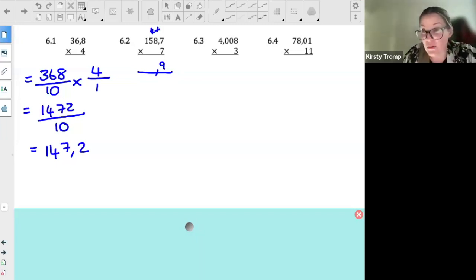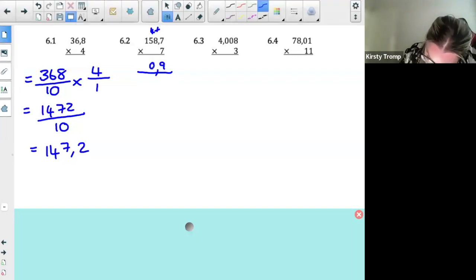7 times 8, who can tell me what 7 times 8 is? 7 eights are 56, hey? 56 plus 4 gives me 60. So I put the 0 and I carry the 6. 7 times 5 is 35. 35 plus 6 gives me 41. So I put the 1 and I carry the 4. 7 times 1 is 7, and 7 plus 4 gives me 11. So my final answer, 11,109.